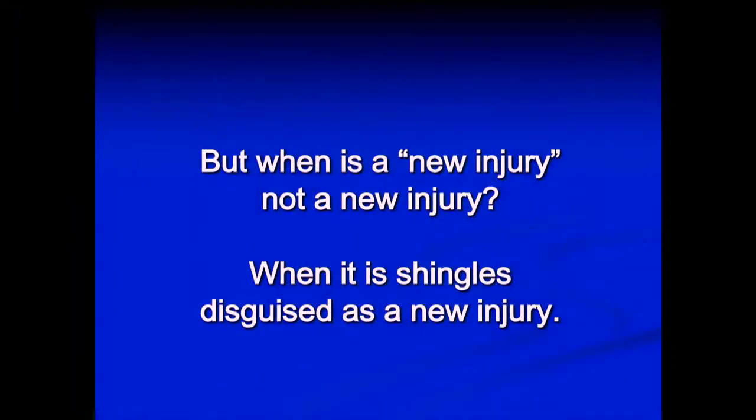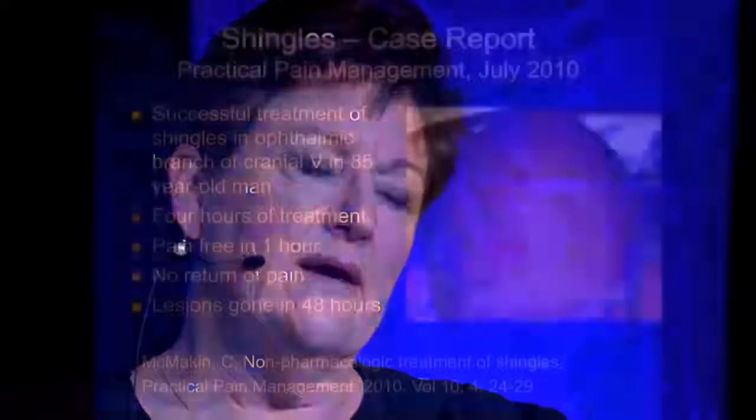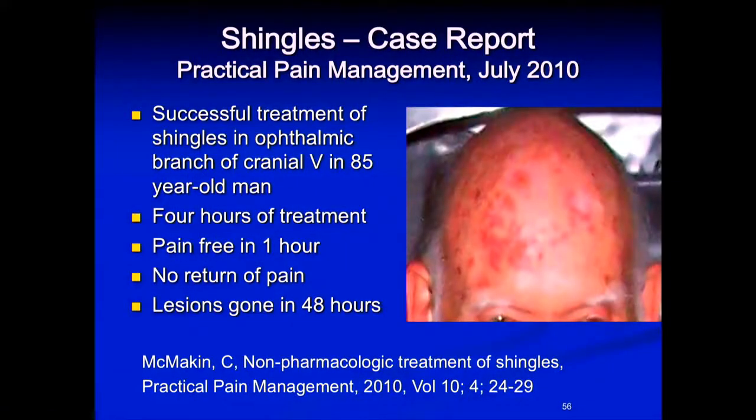New injury. We talked about healing new injuries, but when is a new injury not a new injury? Sometimes the patient comes in and they have terrible pain in the rib, and the injury seems too trivial to have caused that kind of terrible pain. It is shingles masquerading as a new injury. So we have a case report on shingles in an 85-year-old man in the ophthalmic branch of 5. And it was a single case report.